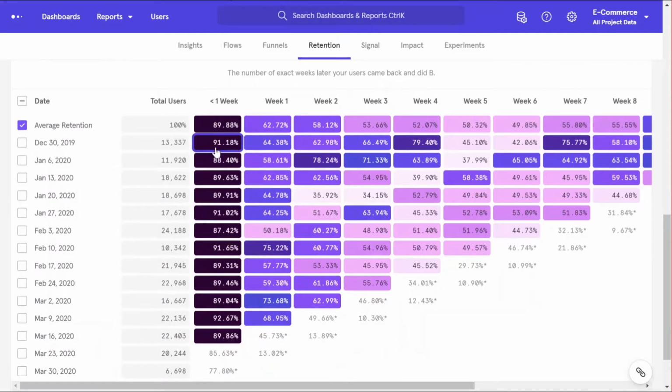So this here is less than 1 week. What this tells me is 91.18% of the people, of these 13.3K people, came back and placed an order within 1 week of the first event, within 1 week of the sign up. So that's why less than 1 week here. 64% of these people placed an order in week 1, which is after the first week of acquisition. In the next week, it was 62.98%, 66.49%, and so on.